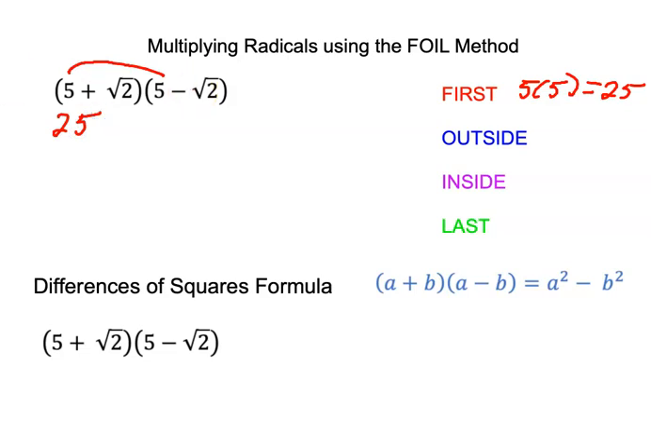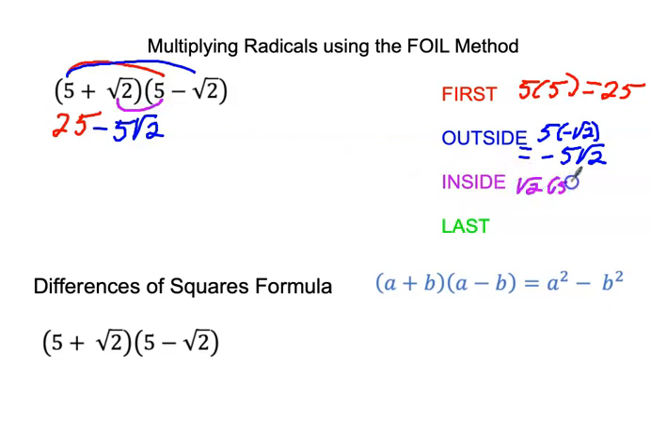Then we have the outside terms, which is 5 times negative square root of 2. So I'm gonna write 5 times negative square root of 2, and that equals negative 5 square root of 2. So I'm gonna write negative 5 square root of 2. Then we have inside terms, which is gonna be square root of 2 times 5. So again, square root of 2 times 5. It's the same, but we're gonna move 5 in front of the square root of 2, which is 5 square root of 2. So it's positive plus 5 square root of 2.